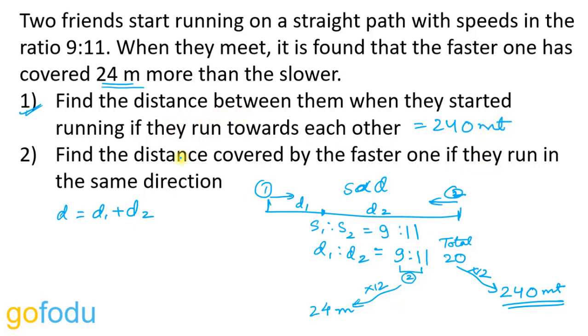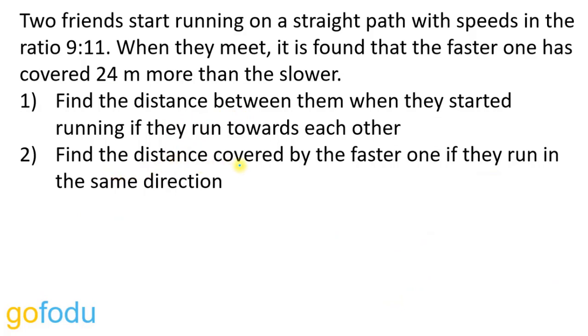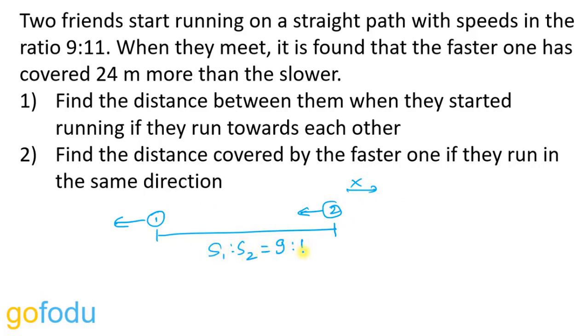Moving on to the second part of this question. Find the distance covered by the faster one if they run in the same direction. This is the first person running towards left and second person is also running towards left. They both are running in this direction. They cannot be running towards right because speed of second person is more than speed of first person. S1 is to S2 is 9:11. So if they are running towards right, first person will never be able to catch second person.